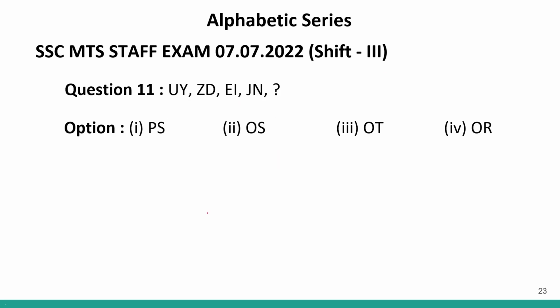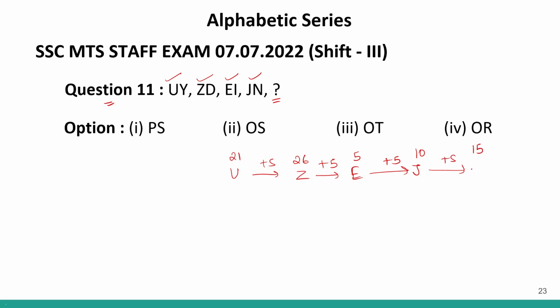Now, moving on to question 11. You have certain words, we have to find the next one. So I am starting with the first one, U, Z, E and J. So U, Z, E and J. So U is how much? U is 21, Z is 26, E is 5 and J is 10. So this is basically plus 5. This is also plus 5. And from 5 to 10 is also plus 5. Correct? So now I will go plus 5, which will give me 15th. And at 15th position we have O. So the first letter will be O.